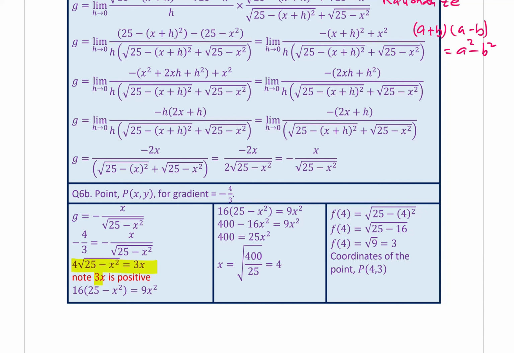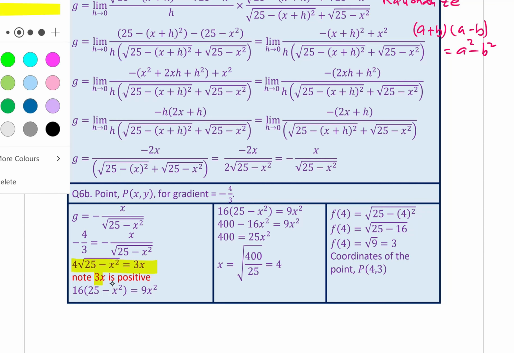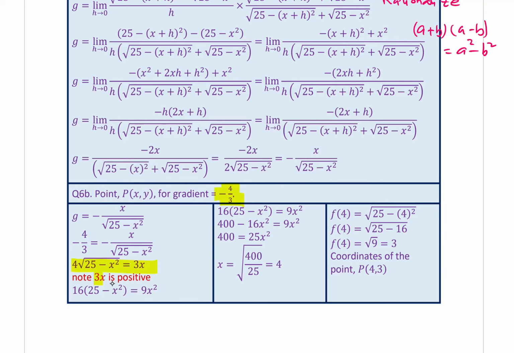So once you get the gradient, equate the gradient to minus 4 over 3, cross multiply, square both sides, take the square root, and get the value of x. Once you get the value of x, substitute the value of x to get f of x. In this case, x came out to be 4. And then you get 3 as your answer. So as I was suggesting, you can correlate this answer with the point. So if it was a multiple choice question, this was a very straightforward thing, and that could have saved a lot of time for you.